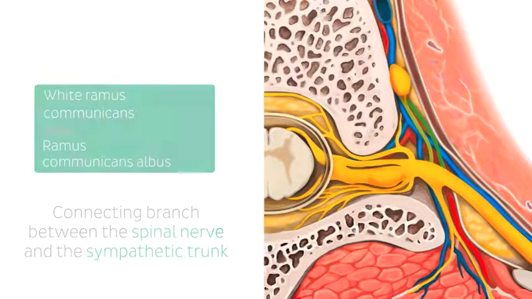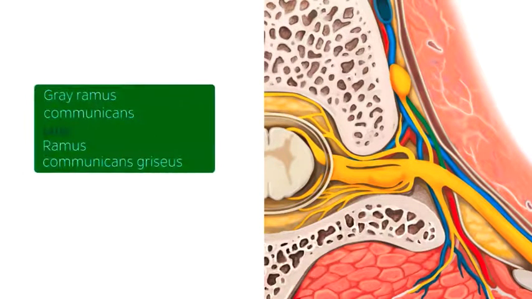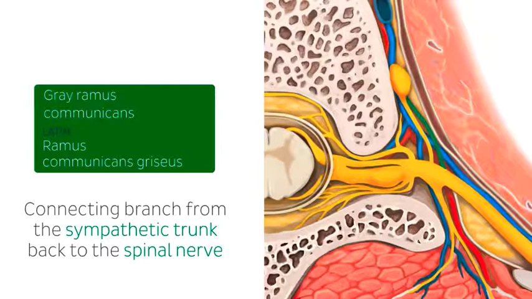We also see this one now that we're highlighting, which is known as the gray ramus communicans. And the gray ramus communicans is the connecting branch from the sympathetic trunk back to the spinal nerve. The gray rami consist of post-ganglionic sympathetic fibers and lead them to their target destinations. Their lack of myelination makes them appear gray.